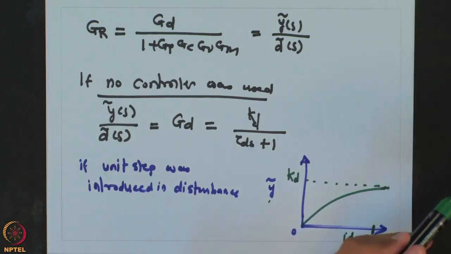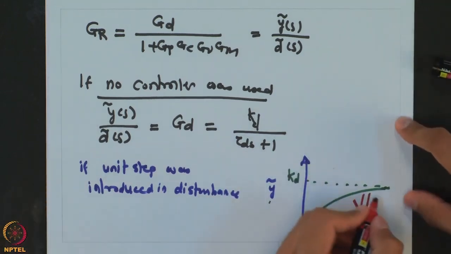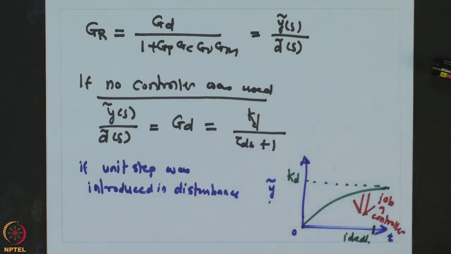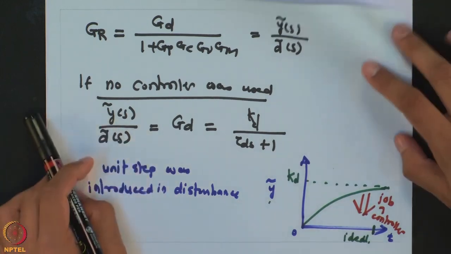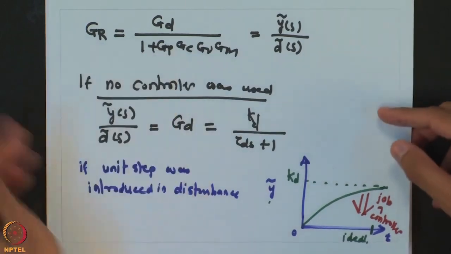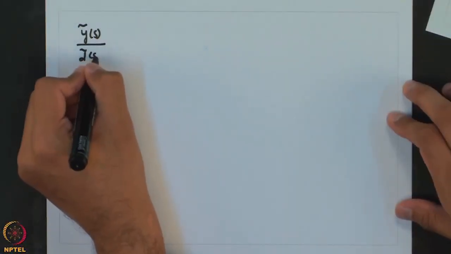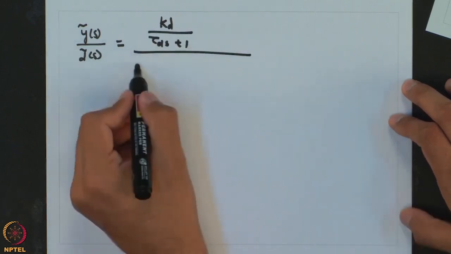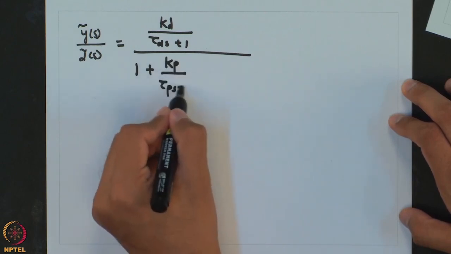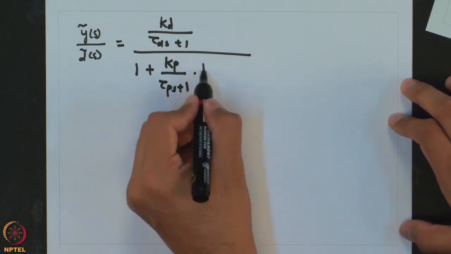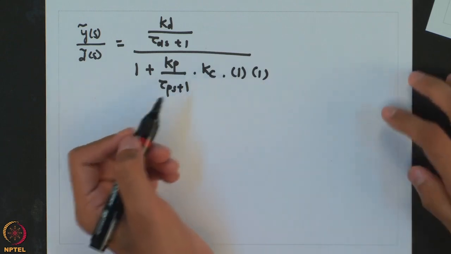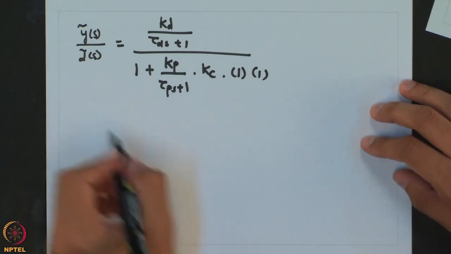So now the job of the controller is to bring this response below. That is the job of the controller. We will see whether the proportional controller is able to do this job or not. Let us now try to find Y(s) over D(s) in the presence of a proportional controller. So we will substitute the transfer functions. Gd was Kd over tau d s plus 1, the denominator is 1 plus Gp, which is Kp over tau p s plus 1, then Gc is Kc, and then we have assumed that these are 1. And as I said, even though we do not assume them to be unity, you can still carry out the analysis and derive the same results.